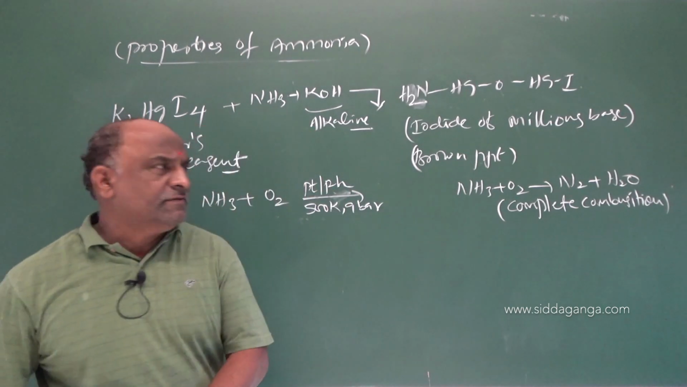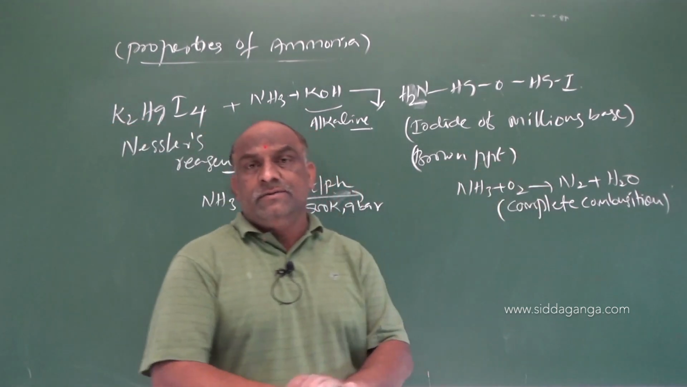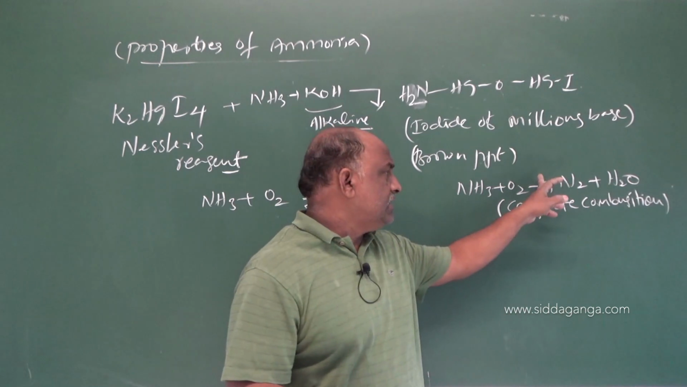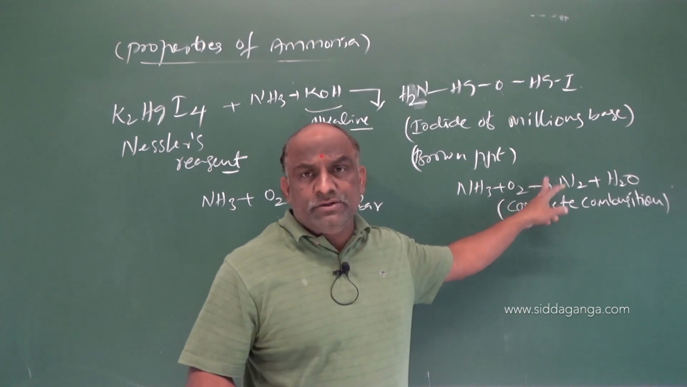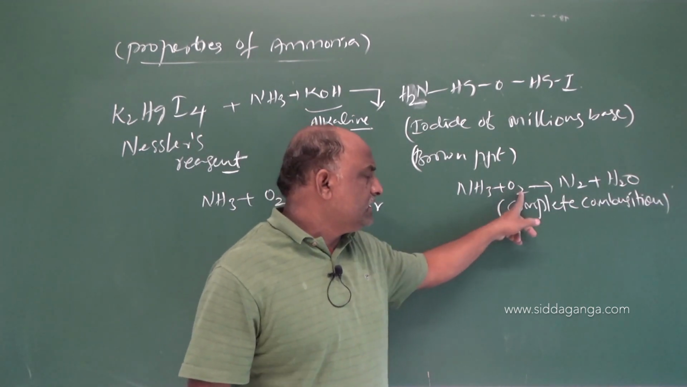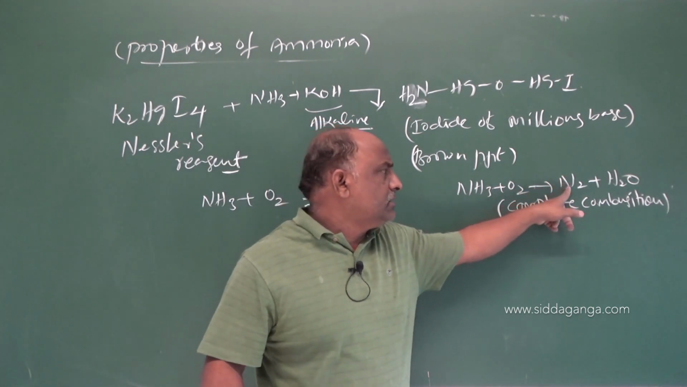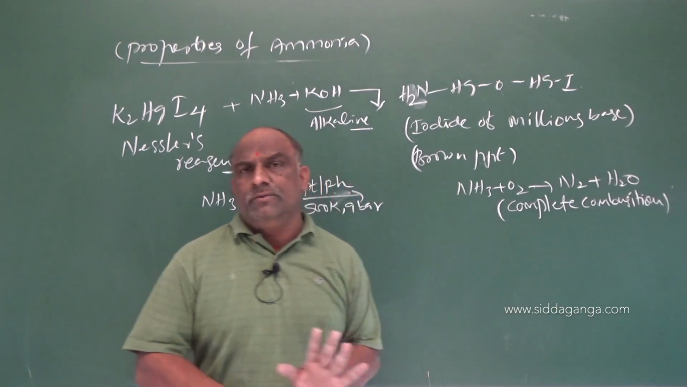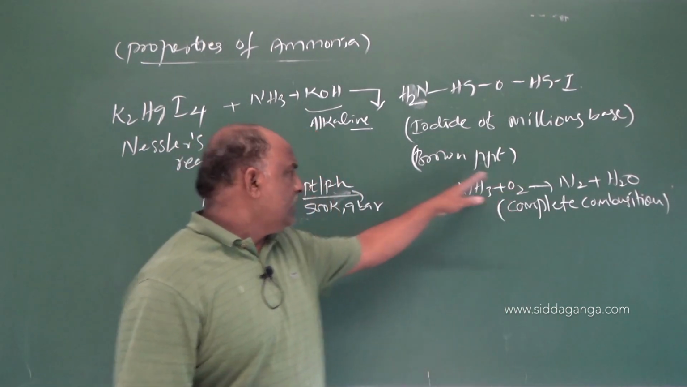Complete combustion, because there are no restrictions. Restrictions were not there. See this reaction: below, above, nothing will be there. So complete combustion of ammonia gas in the presence of oxygen liberates what gas? Nitrogen gas, and formation of water molecule. This is a simple reaction. Suppose here there are restrictions.